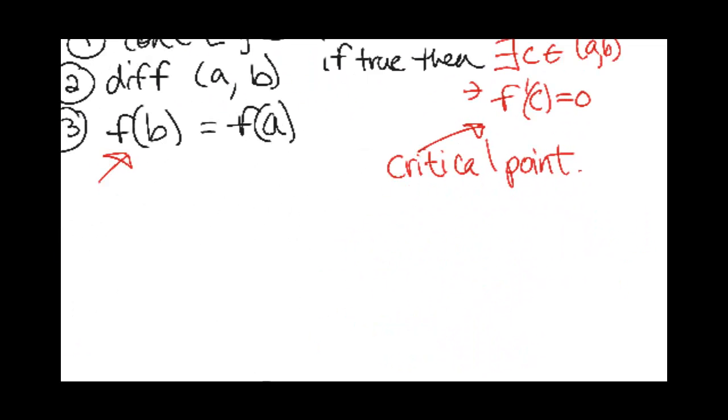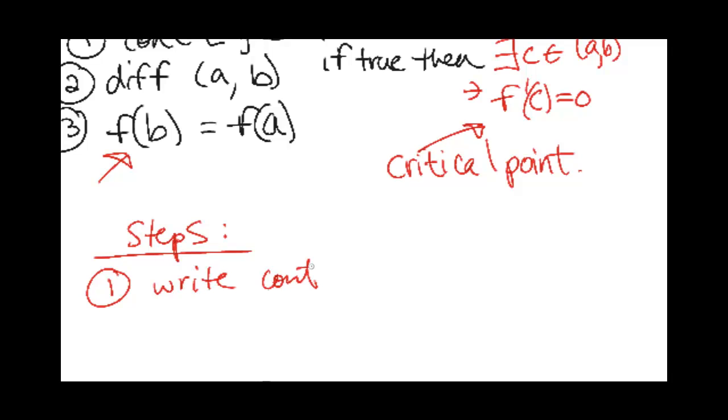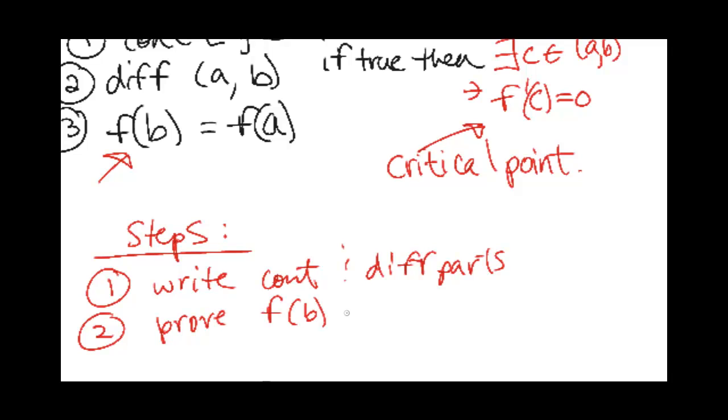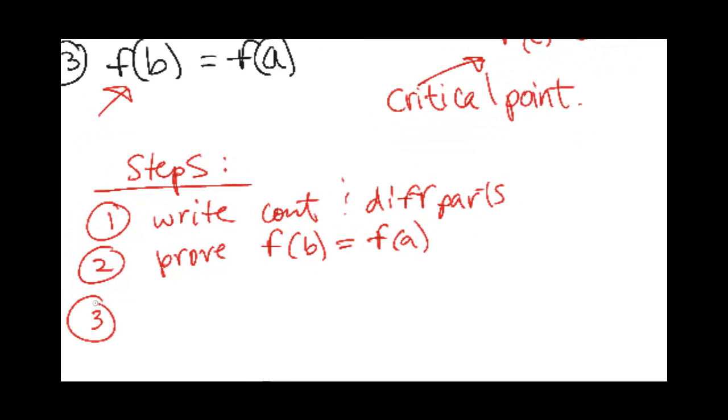So the steps are: write the continuous part and the differentiable part, prove the two y values are equal to each other for the x values, so prove f of b equals f of a, and then finally find the derivative and set it equal to 0 and solve. And that's basically the steps for Rolle's Theorem.